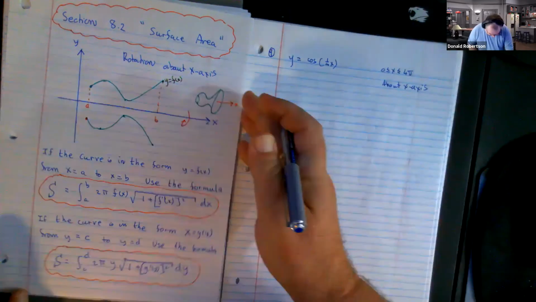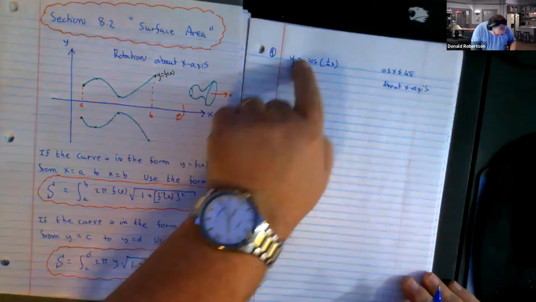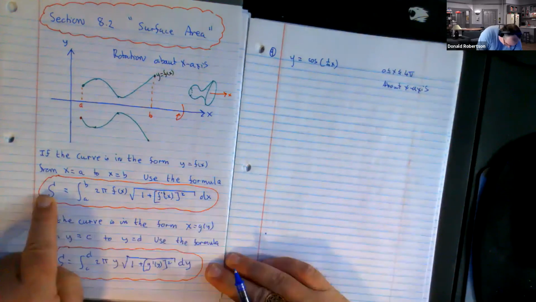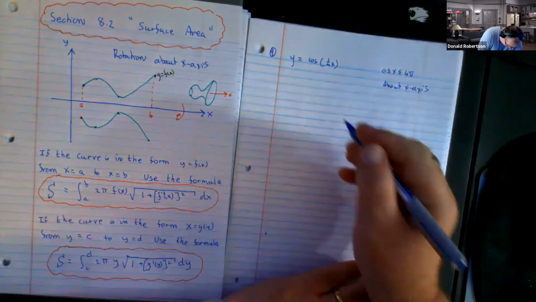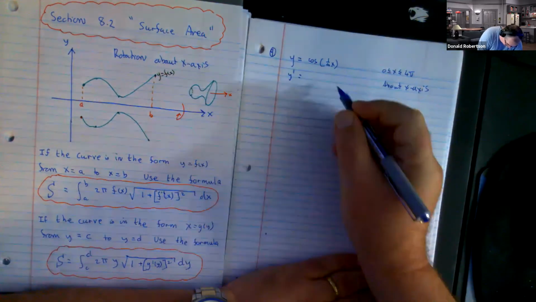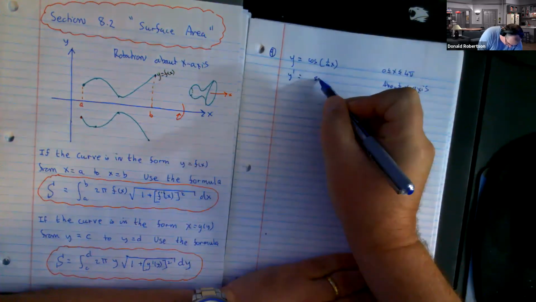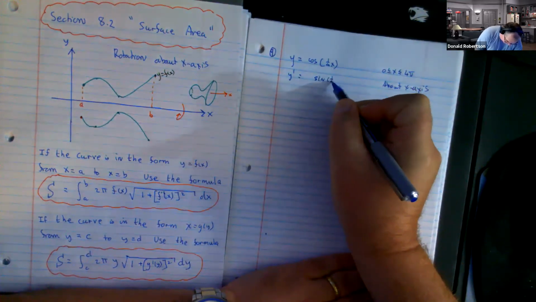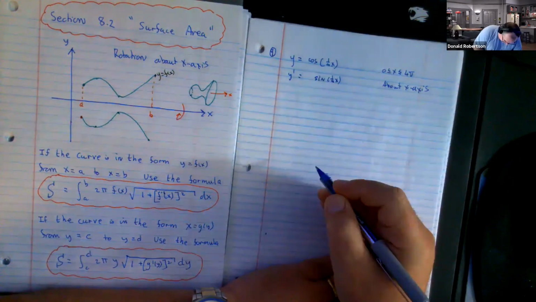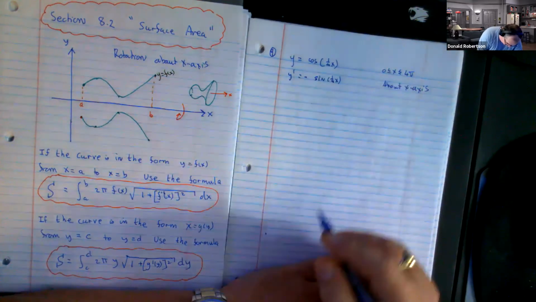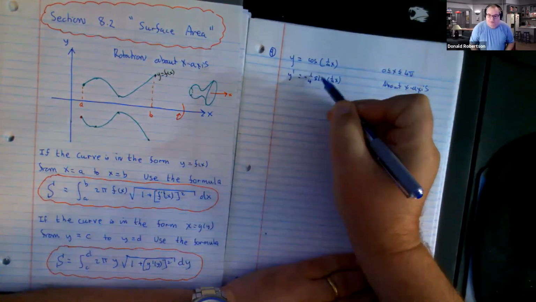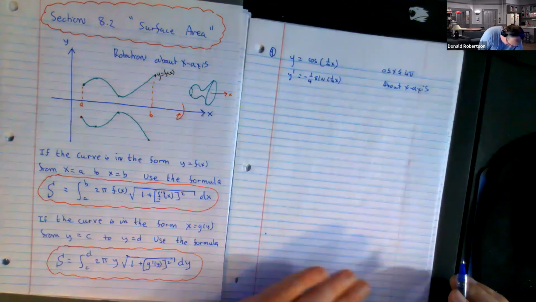Well, since everything is in x's and we're rotating about the x-axis, it's this formula here. I'm going to do the derivative. If you differentiate a cosine, you get a sine. Actually, you get a negative sine. And don't you also get times a quarter because of the 1/4 x?